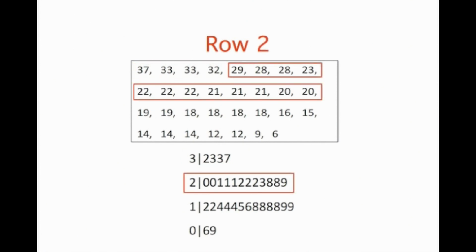The second row has a stem of 2 and contains 12 leaves. Together, they represent 12 data points, namely 2 occurrences of 20 touchdown passes, 3 occurrences of 21 touchdown passes, 3 occurrences of 22 touchdown passes, 1 occurrence of 23 touchdown passes, 2 occurrences of 28 touchdown passes, and 1 occurrence of 29 touchdown passes. I will leave it to you to figure out what the third row represents.